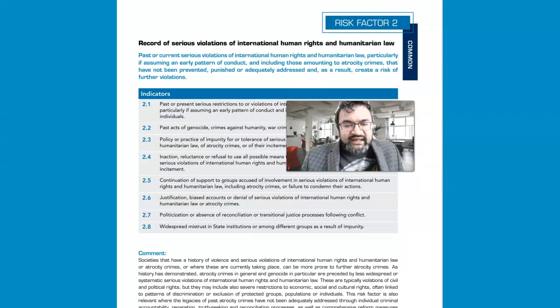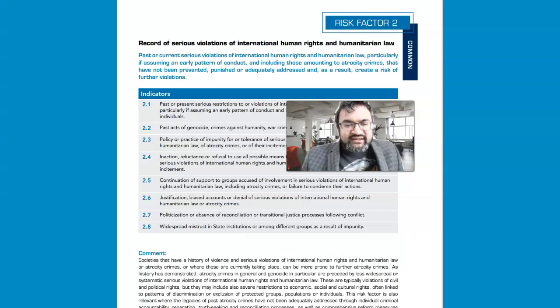So let's look at the 8 indicators. Number 1, past or present serious restrictions to or violations of international human rights and humanitarian law, particularly if assuming an early pattern of conduct and if targeting protected groups, populations, or individuals. And then number 2 is past acts of genocide, crimes against humanity, war crimes, or their incitement.